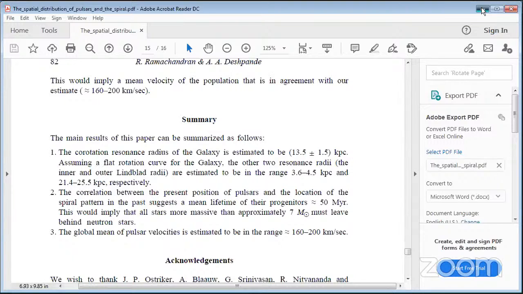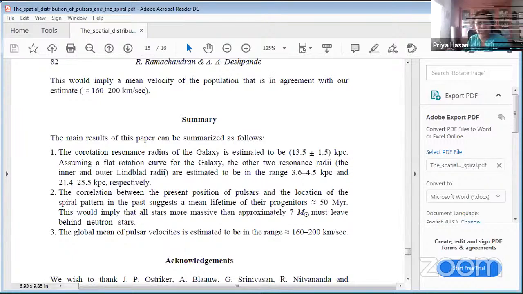So I think there are various places. I think the exact details of it will be given in some of these papers. I can paste the links on the chat window for you, if you want. Should I do that? Yeah, sure.